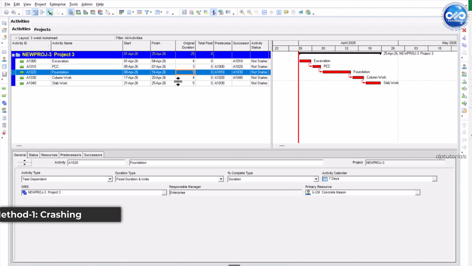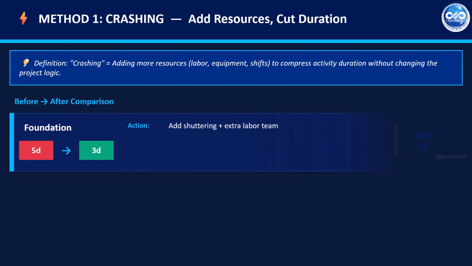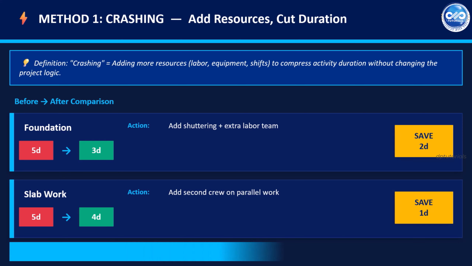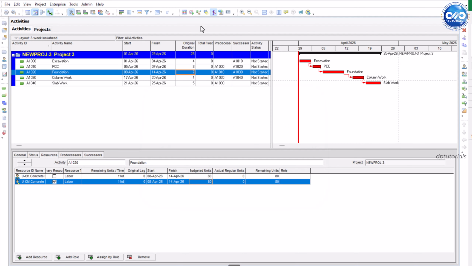Method 1: Crashing. Crashing means adding more resources to reduce duration. For example, foundation duration equals 5 days. Add extra shuttering plus labor team, new duration equals 3 days. Similarly, slab work equals 5 days. Add second crew, new duration equals 4 days. Now we recovered 3 days. This is called schedule compression through crashing.